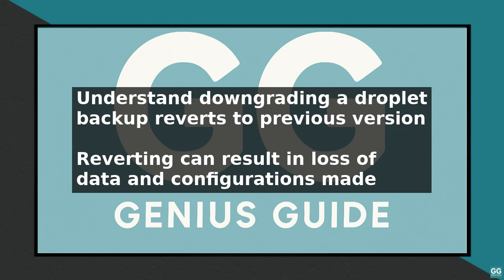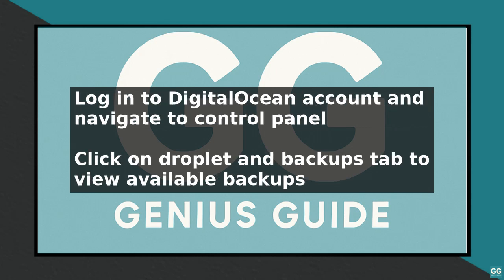First, log into your DigitalOcean account and navigate to the control panel. Then click on the droplet you want to downgrade. Next, click on the Backups tab to view a list of available backups. Identify the backup you want to use for downgrading and take note of its creation date and time.